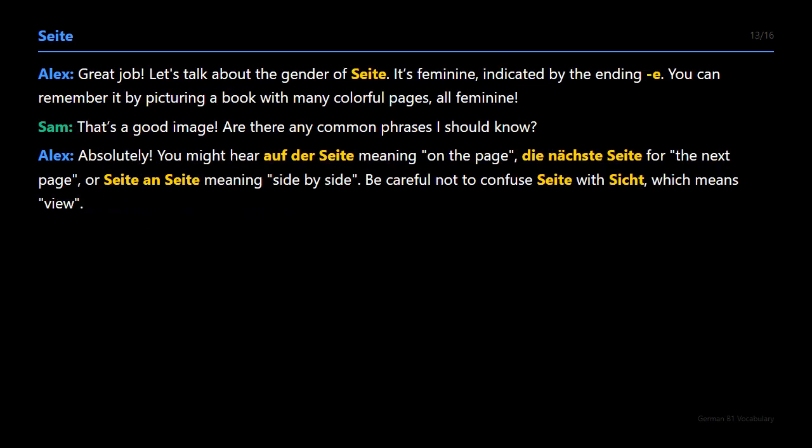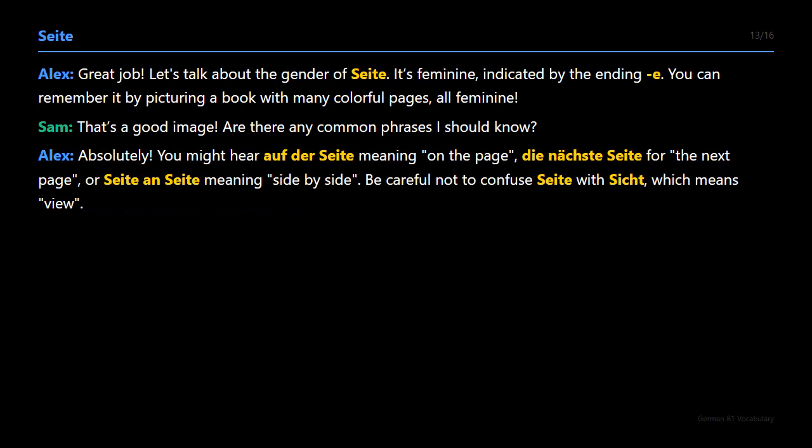Great job. Let's talk about the gender of Seite. It's feminine, indicated by the ending. You can remember it by picturing a book with many colorful pages, all feminine. That's a good image. Are there any common phrases I should know?